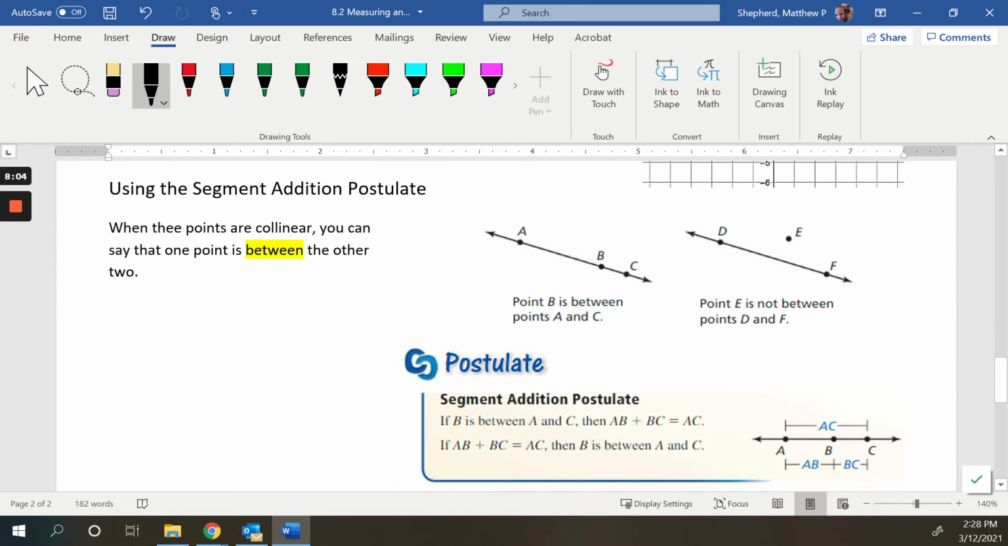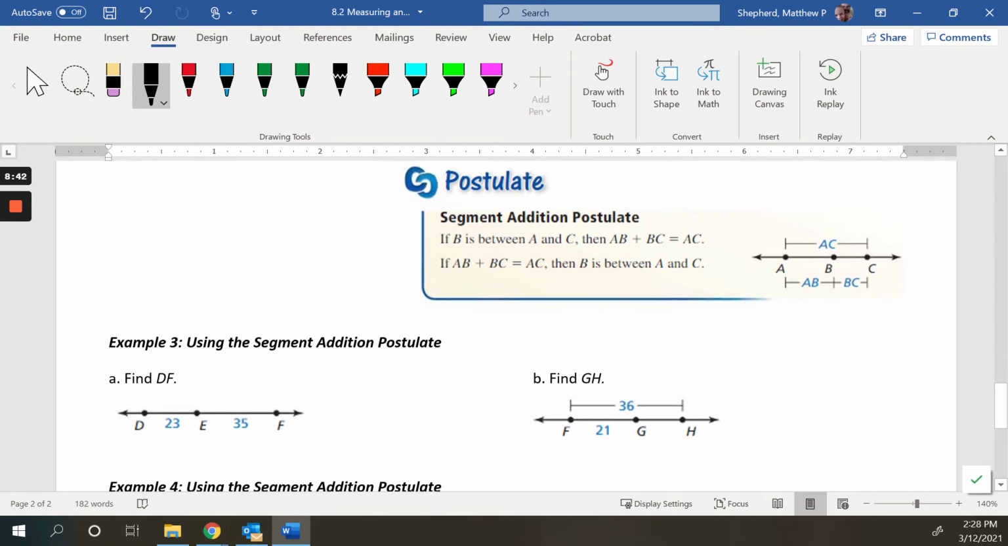All right, let's do another postulate. This is called the segment addition postulate. This only works with collinear points. Collinear means they all exist on the same line. A, B, and C are collinear, with B being between A and C. And D, E, and F are not collinear. E is not in between them. It is not on the same line. Now, if you have 3 dots that are all collinear, one of them must be in the middle. And that is important for the language that this is about to use.